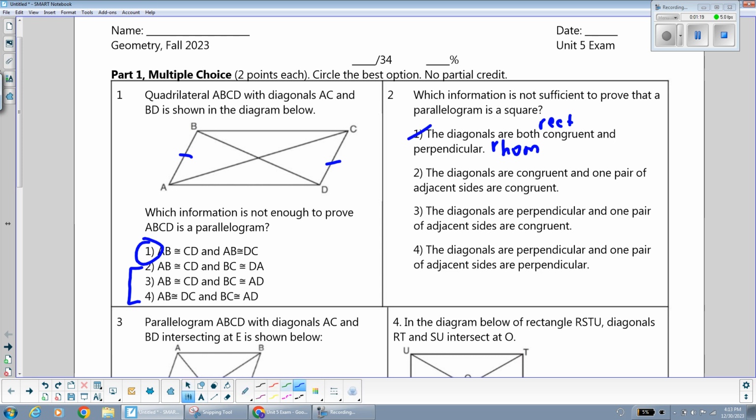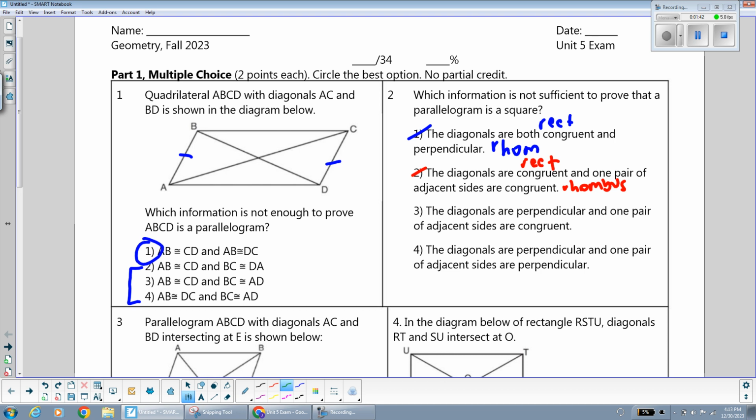For the next answer choice, the diagonals are congruent. Once again, that's a rectangle property. And one pair of adjacent sides are congruent. That is a rhombus property. That's the same thing as saying consecutive sides are congruent, which, as we know, implies that all of the sides are congruent to each other. So that is both a rectangle and a rhombus. That one is a square, not the answer choice that we're looking for.